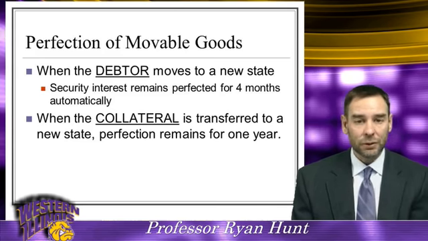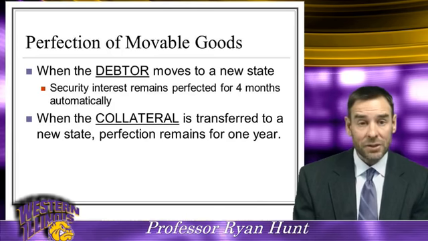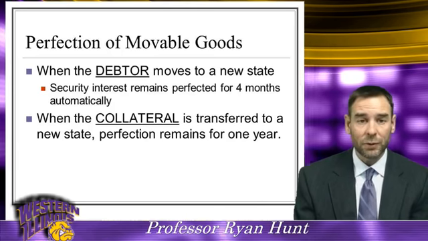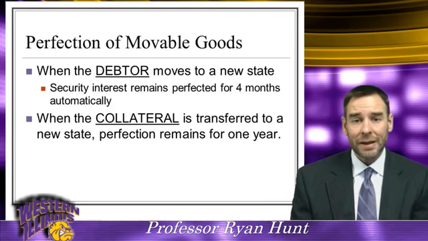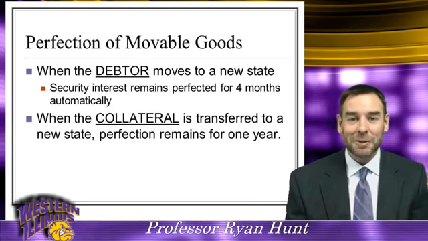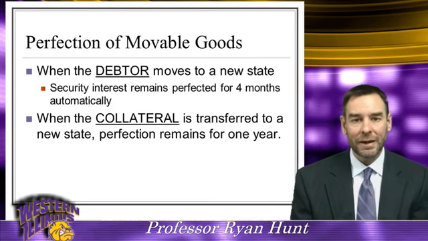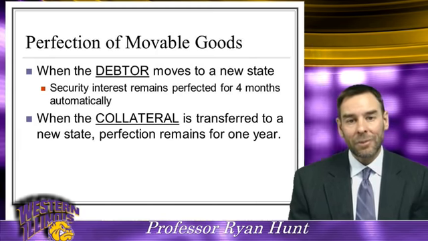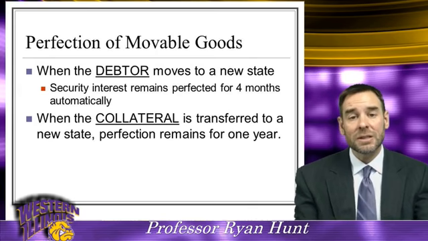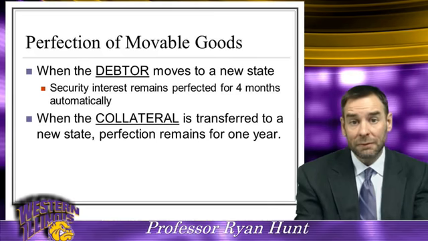Also, what if I just move the collateral to a new place? Well, here's the rule. When collateral is transferred to a new state, perfection remains for 1 year. So let's say I go to an Illinois bank and I use my original Rembrandt painting as collateral, and I don't give them possession of it, though. They just do a financing statement. They file it with the Illinois Secretary of State's office, and then I take the painting to Ohio, and I go to an Ohio bank and I say, I want to borrow money from you. Oh, and here's this Rembrandt painting. You can take a security interest by possession. And I give them the painting.